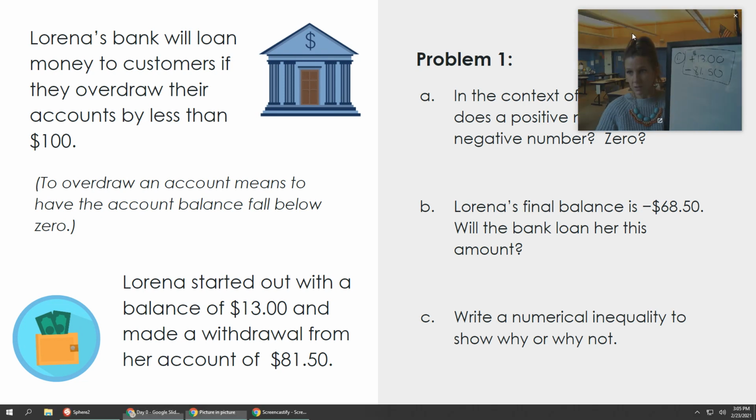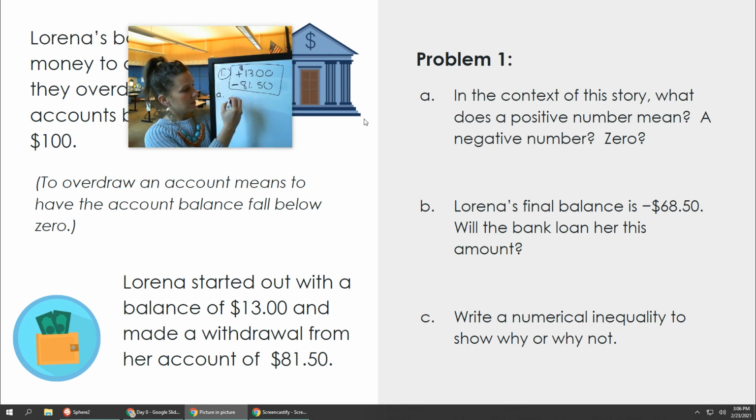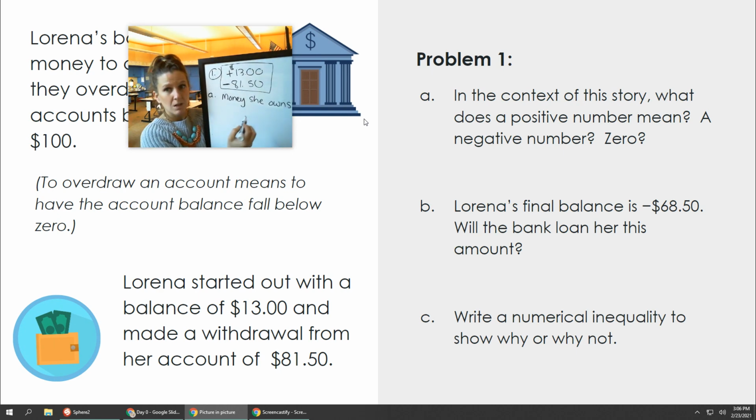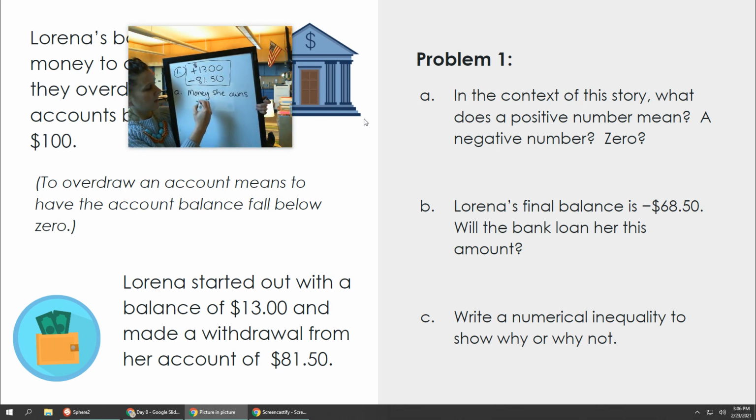Move my video over here. In the context of this story, what does a positive number mean? If I look at the information I took from the problem, I already see a positive: a plus 13. So a positive means, if this is A, she has that money. That is money she owns. She doesn't owe it to anybody. It is her money. She's got a positive amount in the bank.